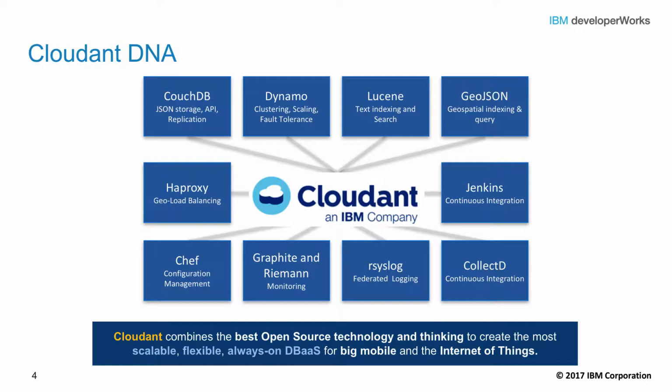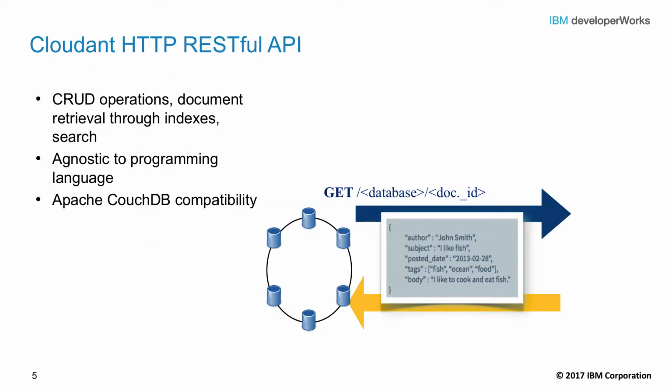CouchDB was selected as Cloudant's backend because of the high value that CouchDB placed on data availability and data durability. Cloudant adds to this a Dynamo-style, quorum-based clustering and scaling framework for horizontal scaling, an engineered Apache Lucene text indexing and search, and GeoJSON for performing incredibly powerful geospatial queries and geo load balancing. Cloudant stores data as self-describing JSON documents.